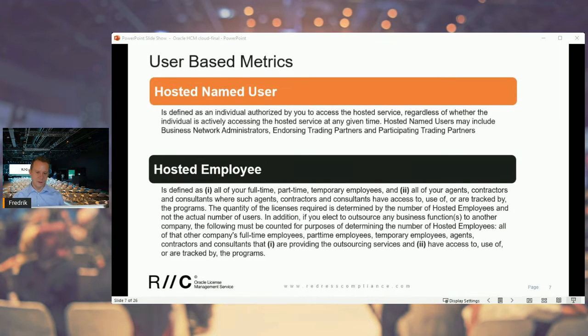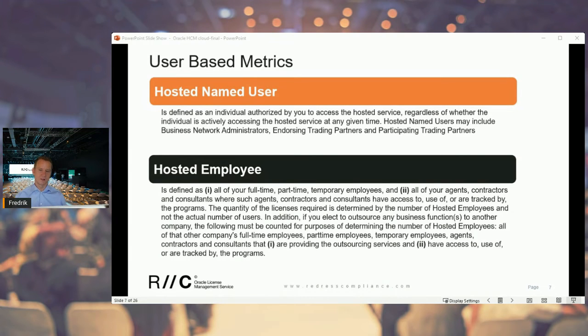The base cloud service is licensed with hosted employee. Quantity of licenses required is determined by the number of hosted employees and not the actual users. That means that in order to calculate how many licenses are required, we need to count all full-time, all part-time, all temporary, all contractors, and all consultants into the hosted employee number. And it's an enterprise-wide metric. You cannot only purchase these licenses for the users that are going to actively use HCM Cloud. You need to count the full number and then purchase the particular cloud service for everyone that falls into this definition.